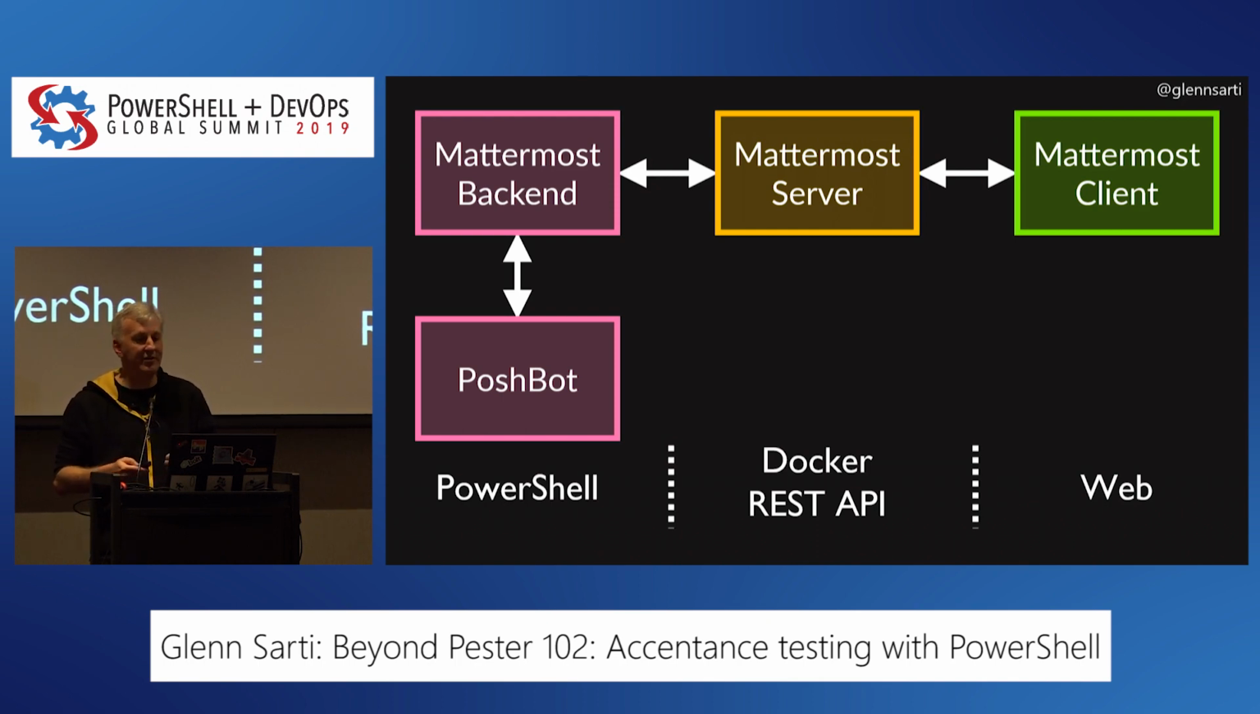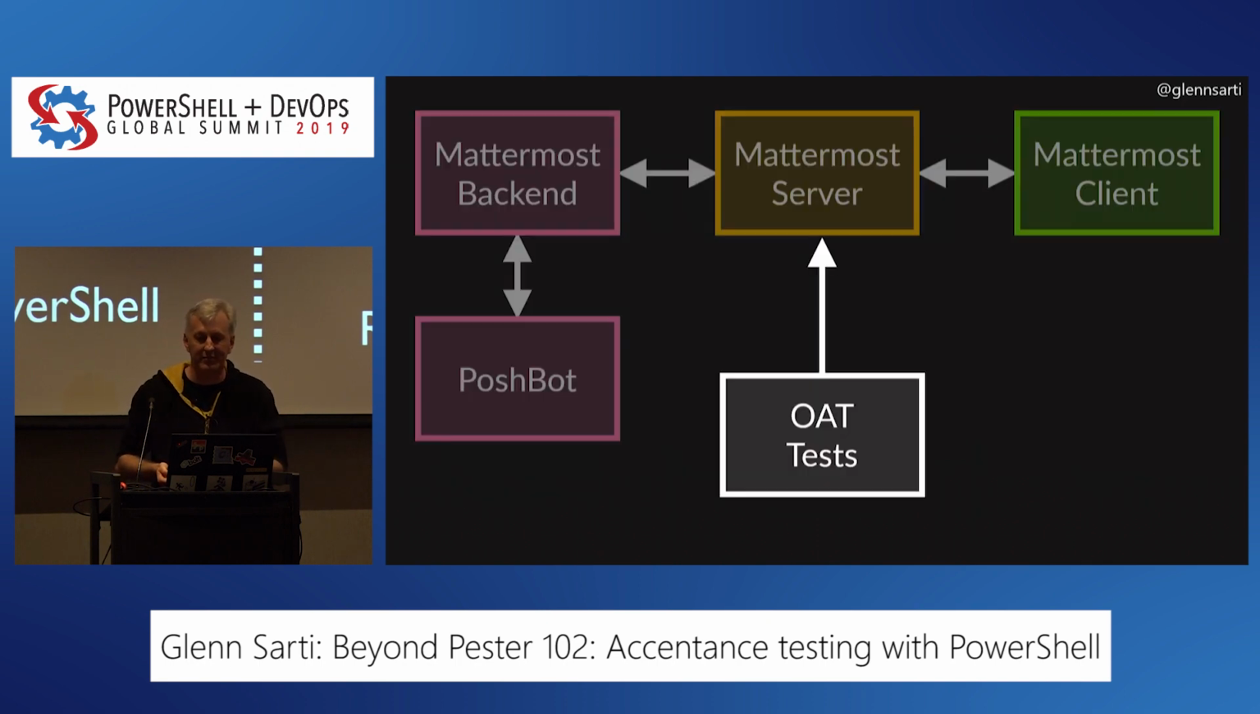And finally on the left there is Poshbot. That's all written in PowerShell. It can also be run with either PowerShell Core or Windows PowerShell. And then Poshbot uses the Mattermost backend to communicate with the server. So basically the backend is acting as an adapter between Poshbot and the server.